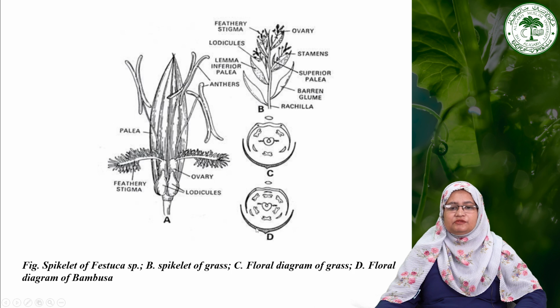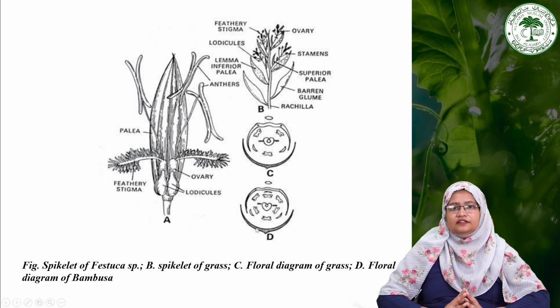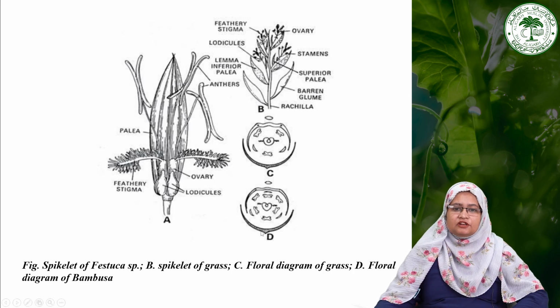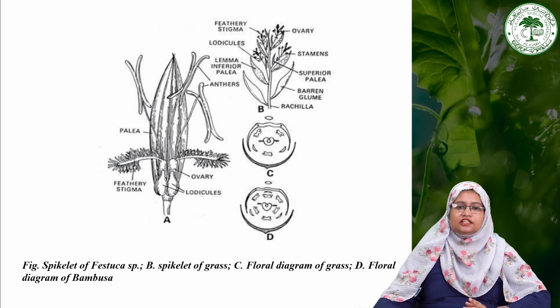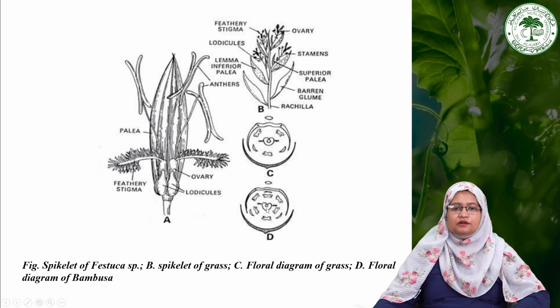And this is the floral diagram of Bambusa. As we have discussed earlier, the number of stamens in Bambusa is 6. So that number of 6 stamens is represented in this particular figure. So Bambusa has 6 stamens as we have seen in this floral diagram, and all the characteristics are the same, that is they have a lemma and palea, they have lodicules, and they have a monocarpellary ovary which has a feathery stigma. So this is the characteristic of the grasses and the floral diagram of grass and Bambusa.